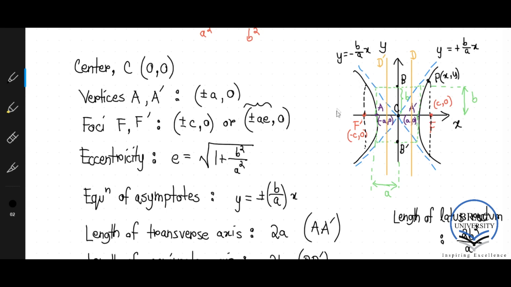One thing I forgot to mention here is the reason for this: eccentricity is defined this way, c over a. And the c is larger than the a, and so that is why the eccentricity is greater than 1 here.